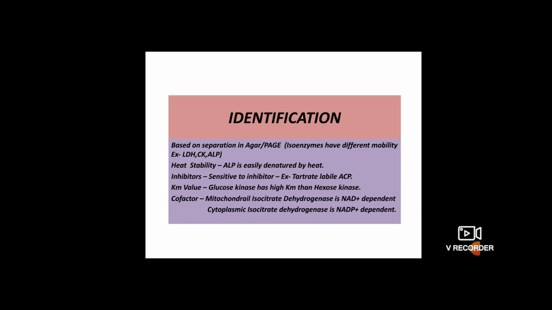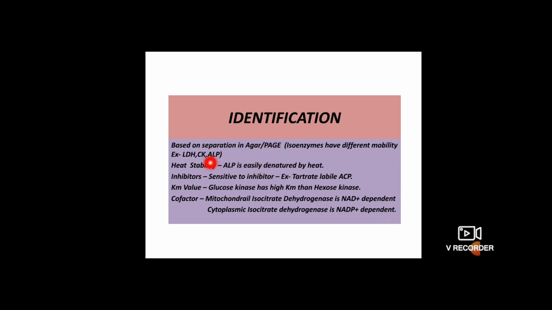Identification means, for example, in lactate dehydrogenase, an enzyme coming under isoenzymes, which has 5 different types, LDH1 to LDH5. We have to find out which LDH is increased, LDH1 or 2 or 3 or 4 or 5. Among these 5, which one is increased or which one is decreased? How will you find out? By identification. So what is identification? Finding out which subtype or which group is going to be increased.